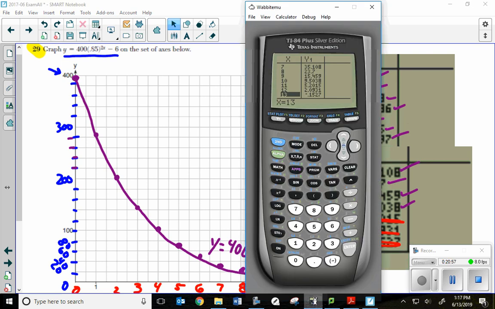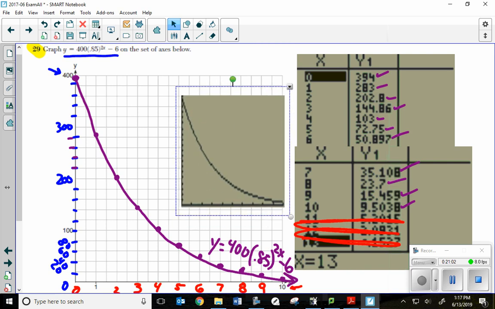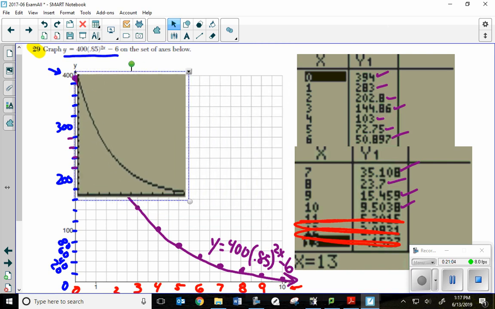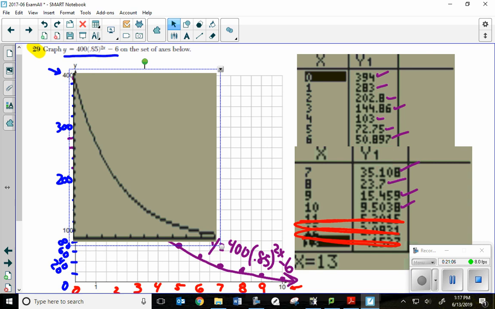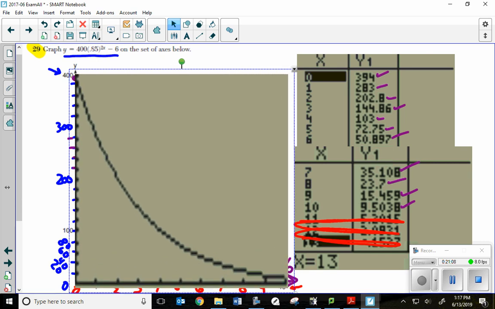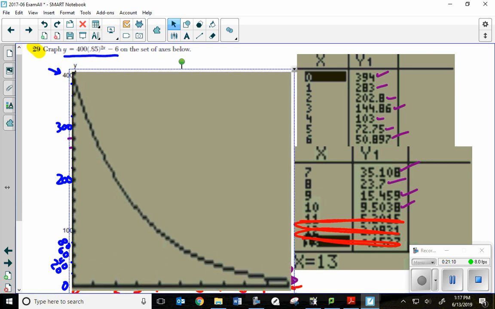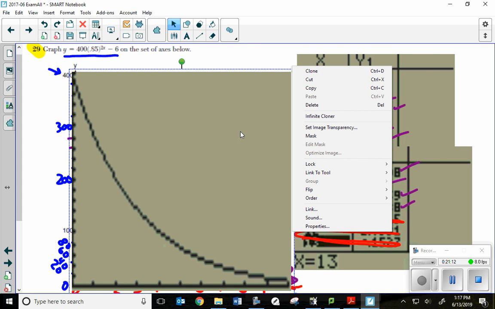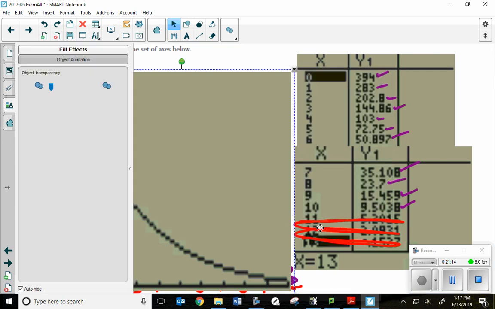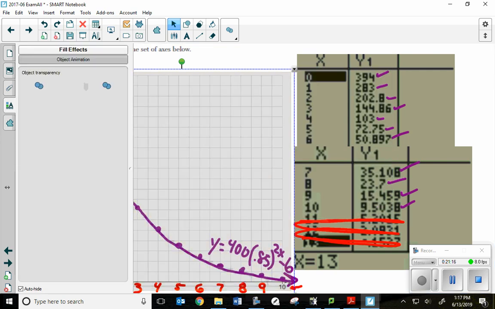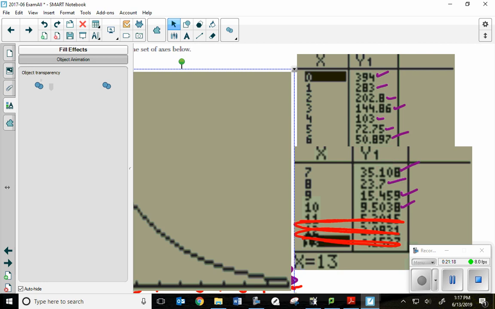Let me remind you of what this graph looks like. I mean, that is great. In fact, I like doing stuff like this because I like techie stuff. I put this graph right about here, okay? And I go here, I hit properties, and look what happens as I fade that out. You can see mine. Look at that.